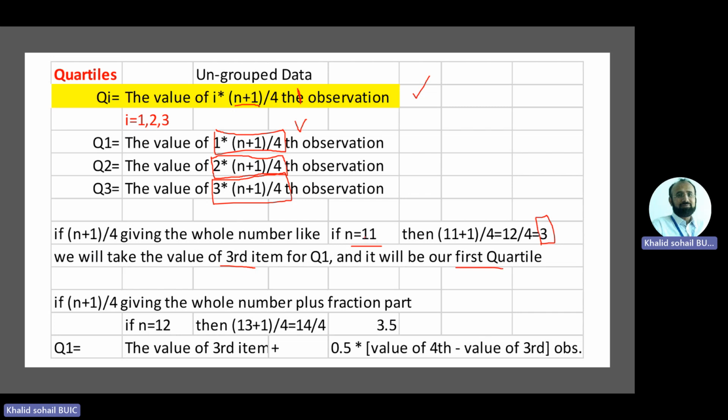Now, in case we get this value with a fraction part, for example, if we have n equal to 12, and we put it in this formula, we will get 3.5. So how can we position the quartile? It would be the third item, the integral or whole part, while we have 0.5. We take two values, the fourth position value minus the third position value, and after subtracting these values we multiply by 0.5, and then we add it to the value of the third item. Now let's see an example.